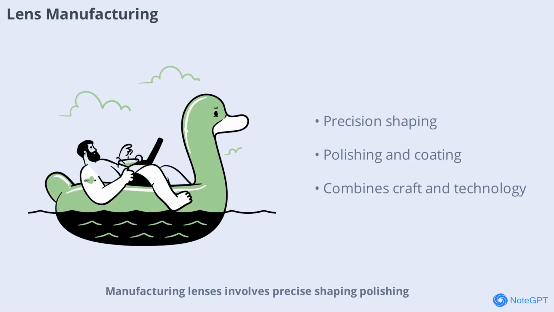Manufacturing lenses involves precise shaping, polishing, and coating of optical materials. Advanced techniques ensure high accuracy and quality, meeting the demands of modern optical devices. The process combines traditional craftsmanship with cutting-edge technology, resulting in lenses that power everything from smartphones to scientific instruments.